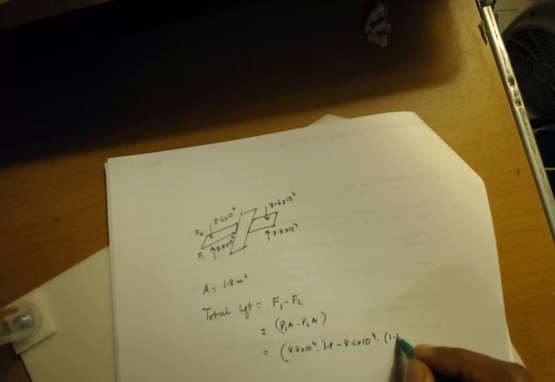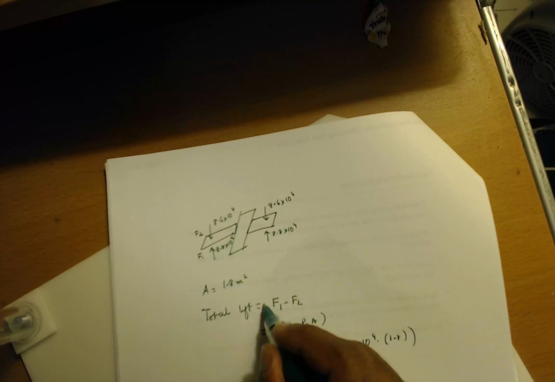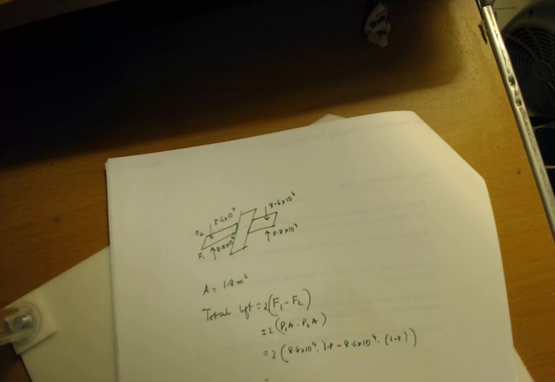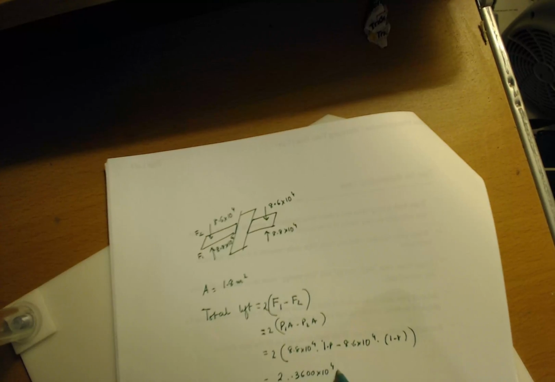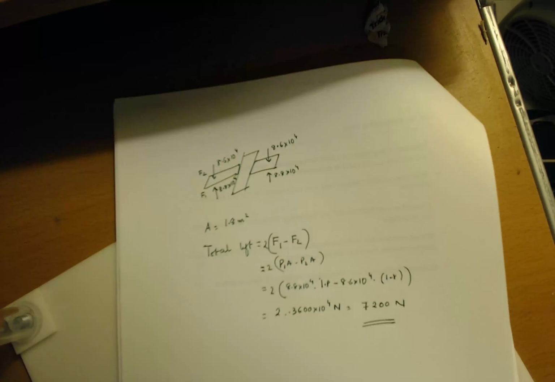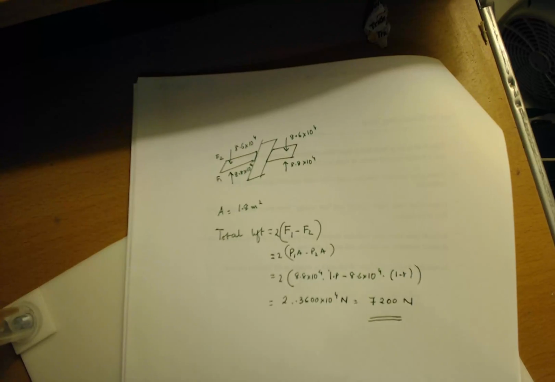What's area? 1.8. Now that's just the lift on this wing, so I'll have to do twice that because I need the lift on this wing too. And this should give me 2 times 0.3600 times 10 to the 4 newtons, which is 7,200 newtons, or 7.2 times 10 to the 3 newtons. I hope that makes sense.